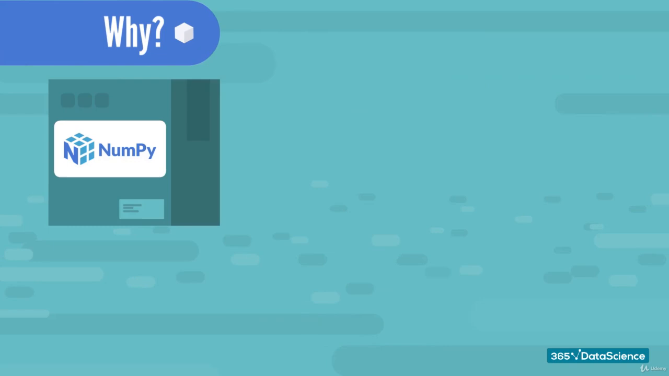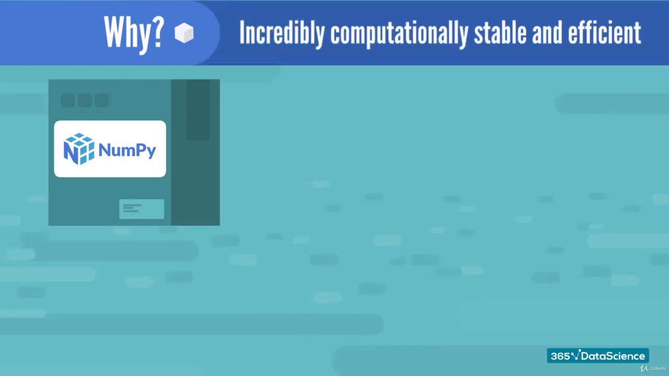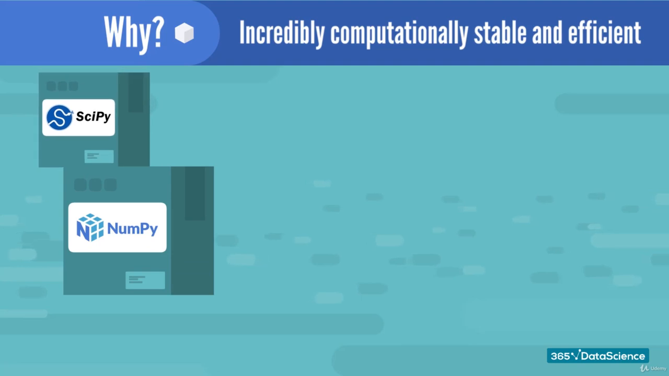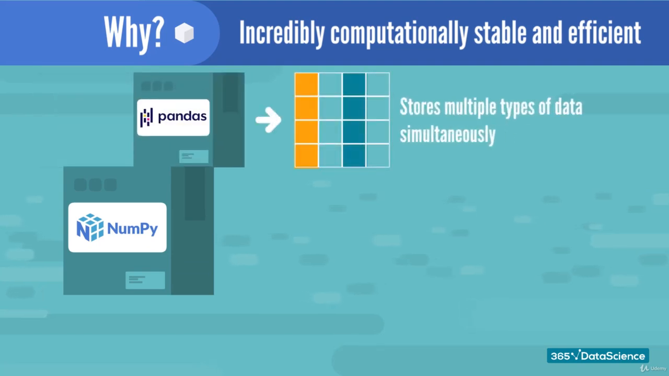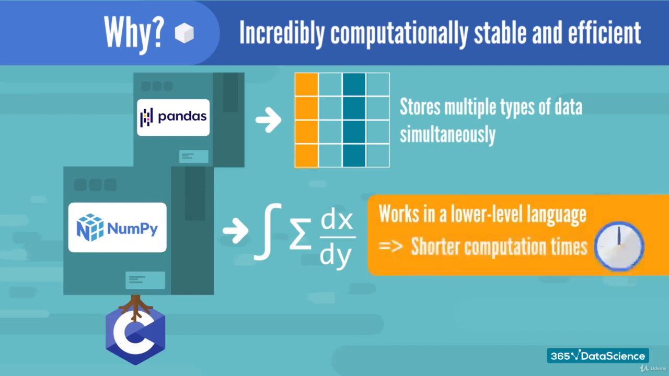As for why we use NumPy, it's because the package is incredibly computationally stable and efficient. Because of how stable and ironed out NumPy is, it serves as a basis for many other packages, like SciPy and even Pandas. And while Pandas might be more suitable for storing multiple types of data simultaneously, NumPy is the hands-down favorite when we need to crunch some numbers. Additionally, it works in a lower-level language when computing values, since it has its roots going back to C. This results in shorter computation times, which becomes increasingly important as datasets increase in size.